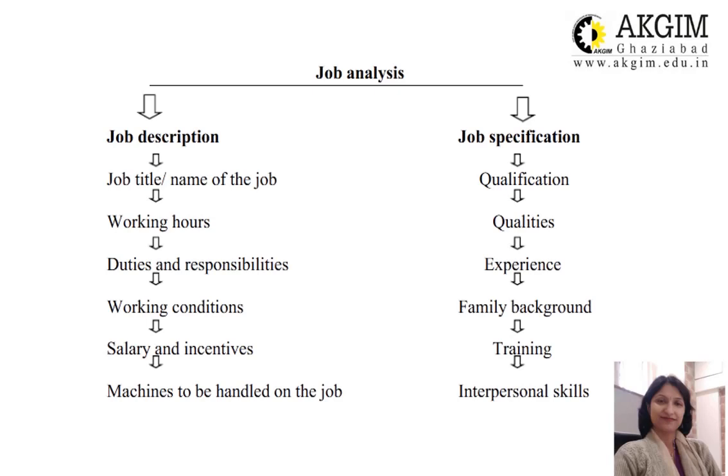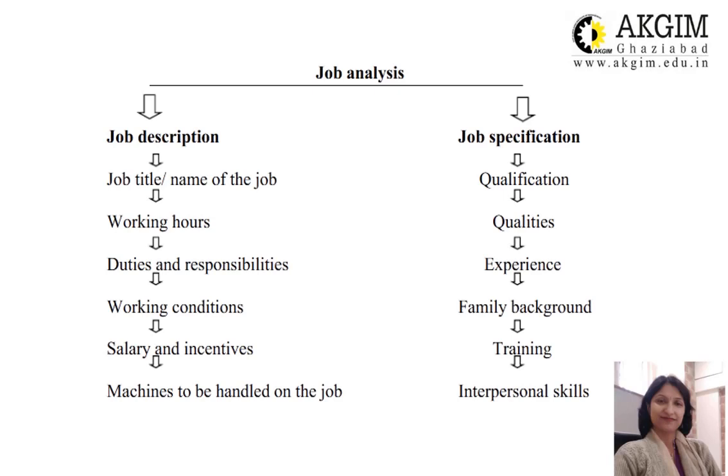Job specification may be bifurcated into three attributes. First is essential attributes, second is desirable attributes, and third is contraindicators. Essential attributes are those which the employee must possess to perform that particular job. For example, it could be skills, knowledge, abilities of a person.